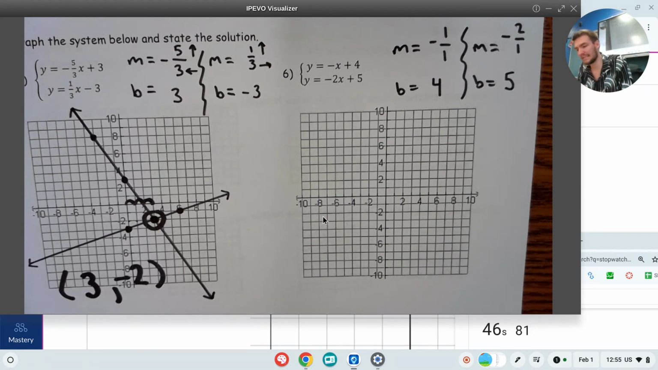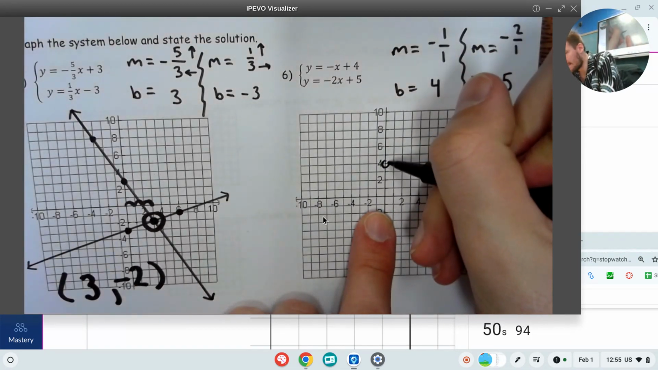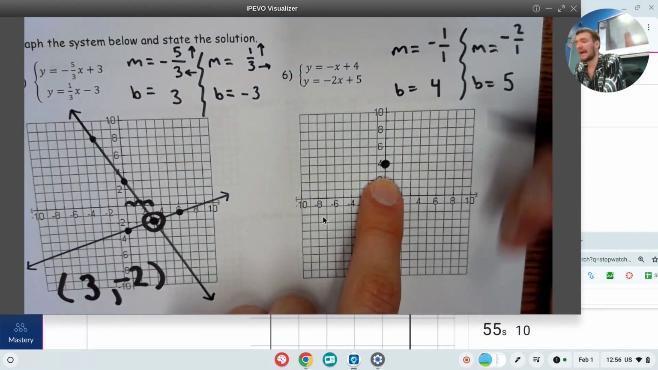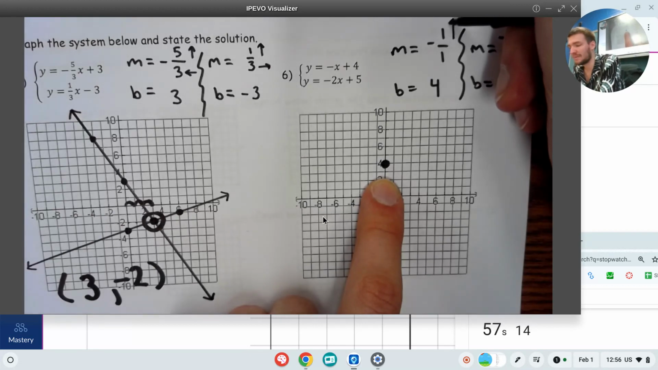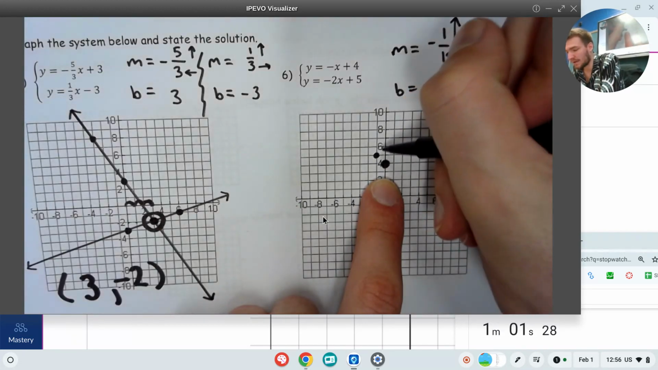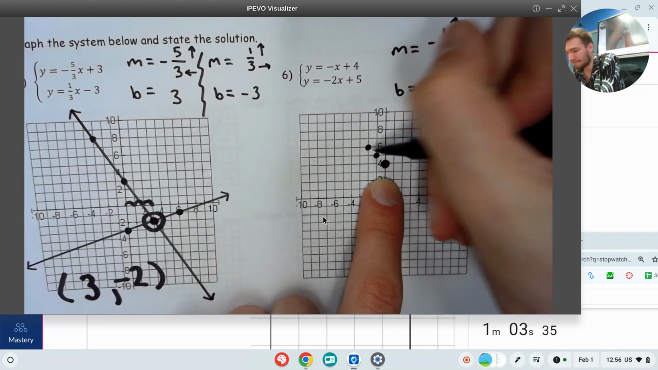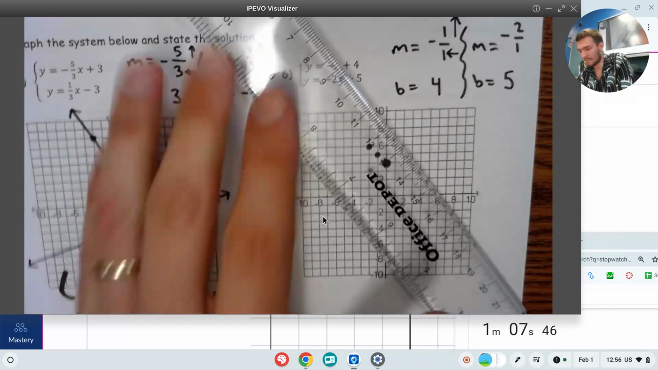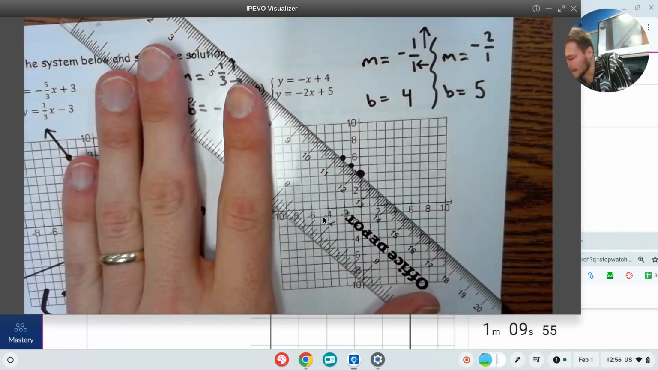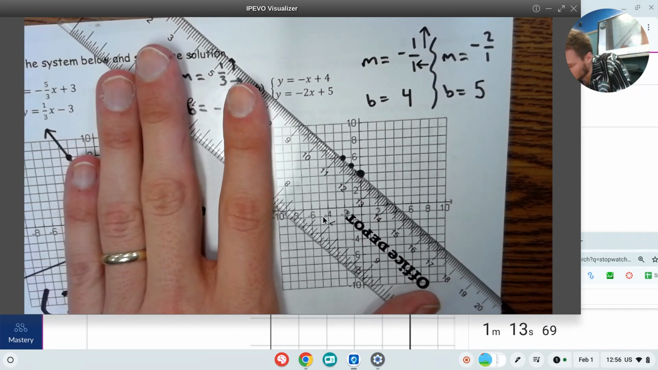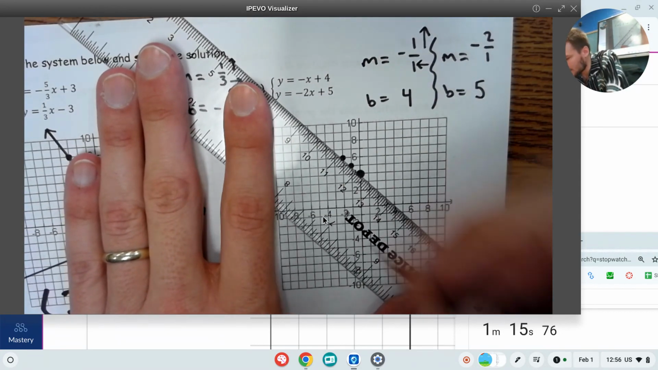Now I'm going to plot these points. I'm going to start with line number 1, a b value of 4. That only takes me about 10 seconds. And then my m value should be up, left, 1, 1, 1, 1. I'm going to go ahead and draw a line. Line it up, make sure it looks pretty good. I like these nice 1, 1 lines. They're really easy to do.